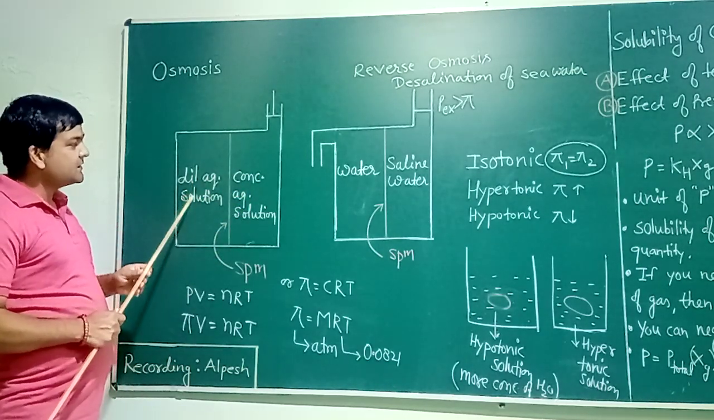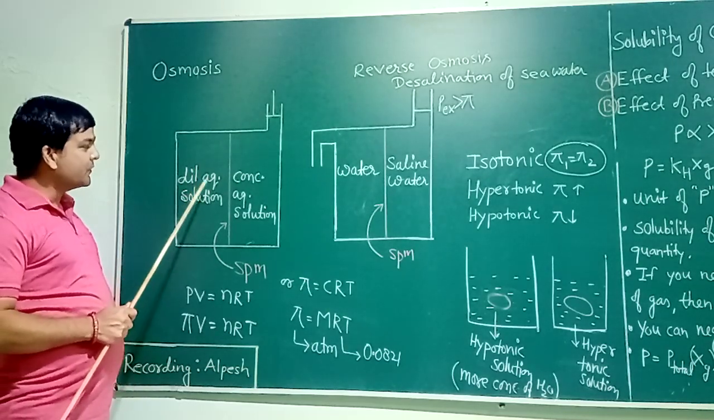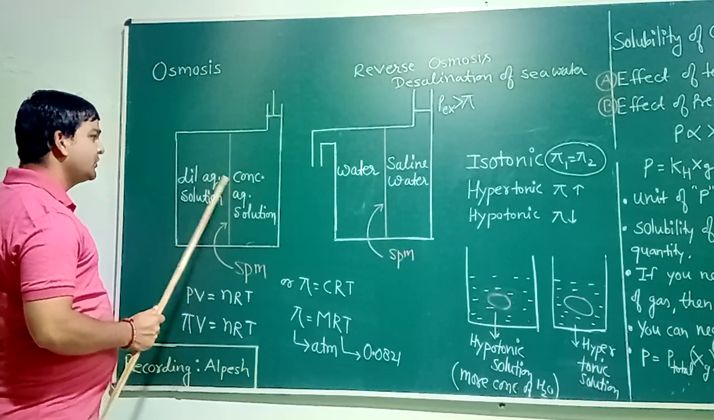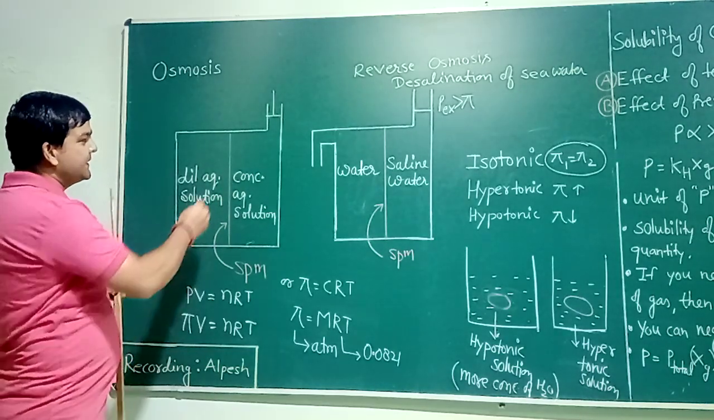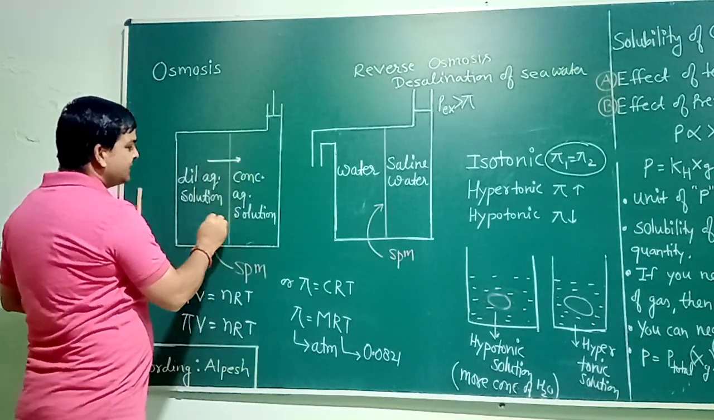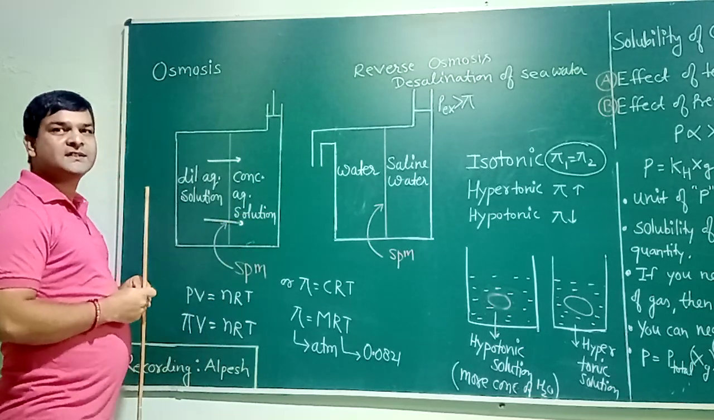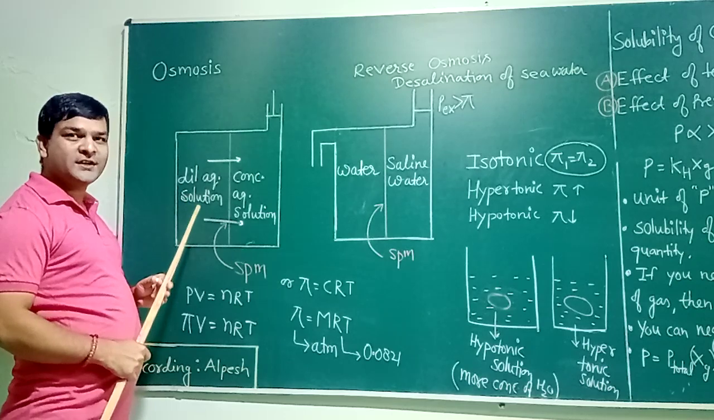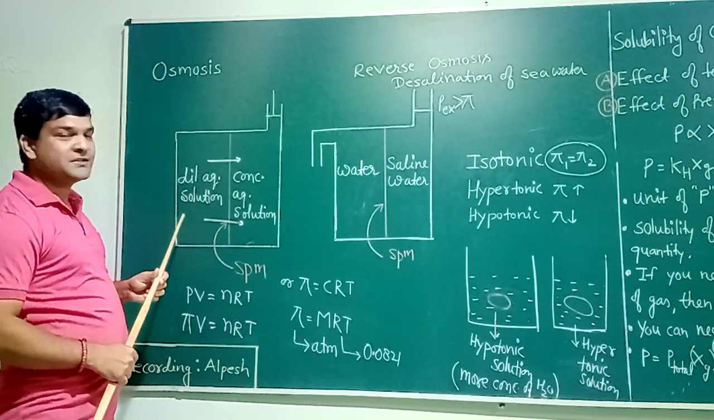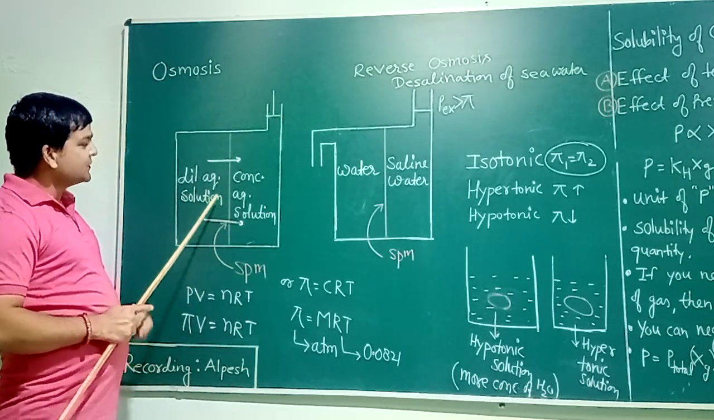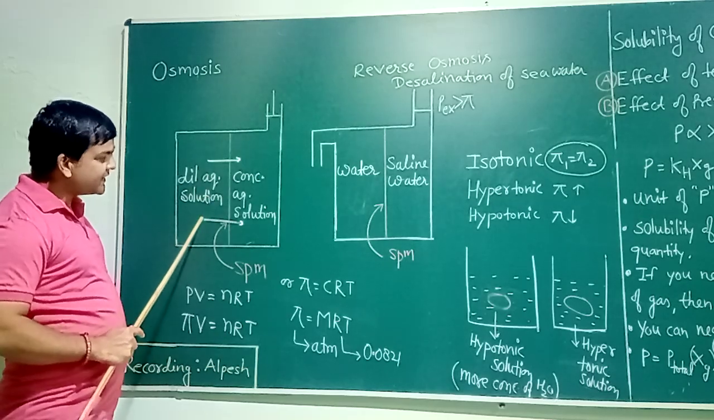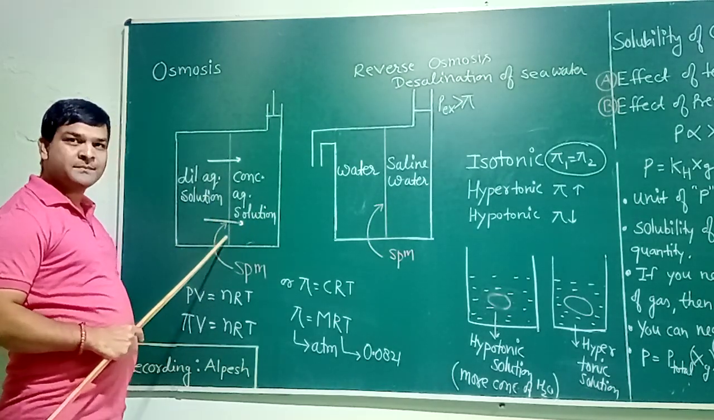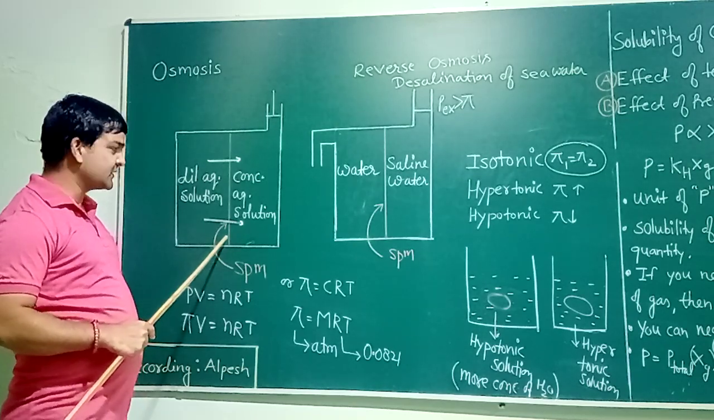Therefore, water, it means solvent, moves from its high concentration to its low concentration through this semi-permeable membrane in this direction, and this movement is known as osmosis. Remember, osmosis is not a colligative property, it is a normal phenomenon. So movement of solvent from its high concentration to its low concentration through a semi-permeable membrane is known as osmosis.